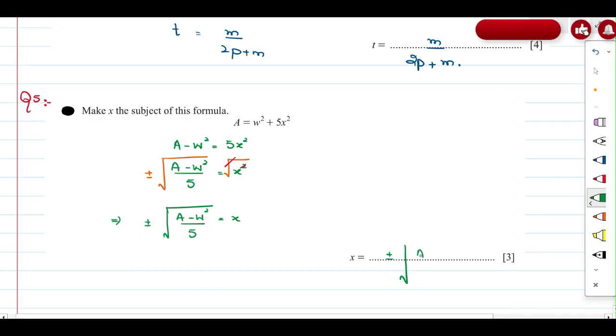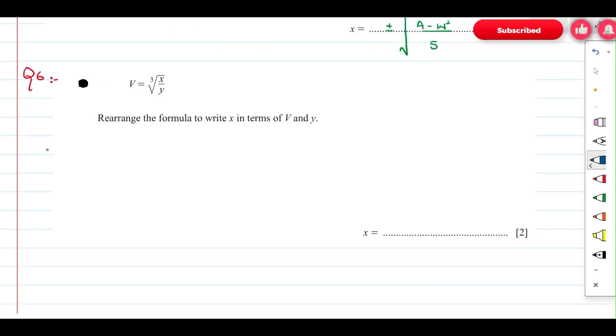So these are all the exam style questions related to the topic of algebraic manipulation. This is a really simple topic. Another question: rearrange the formula to write x in terms of v and y. Write x in terms of v and y. So make x the subject basically, okay?